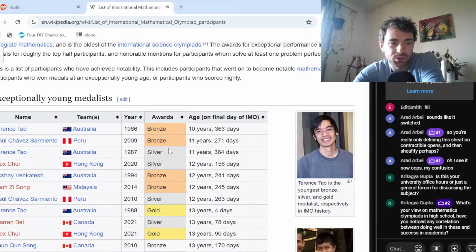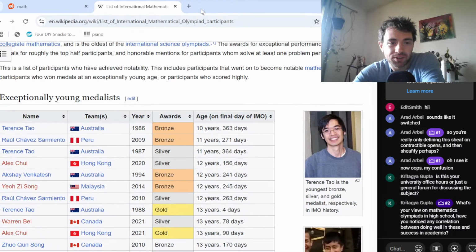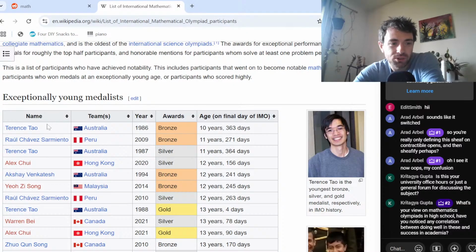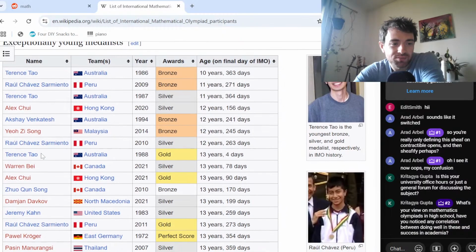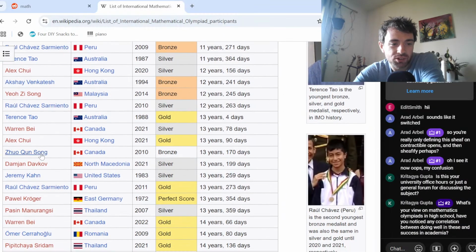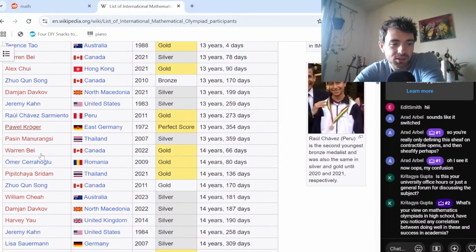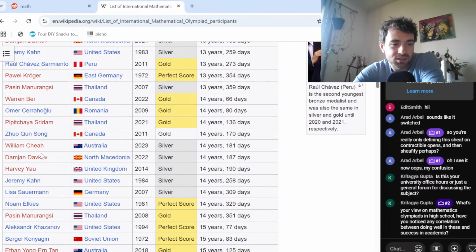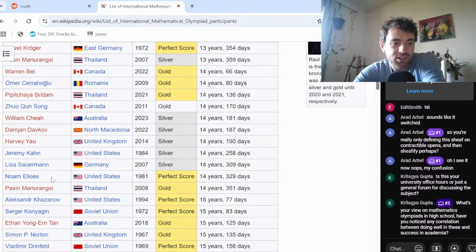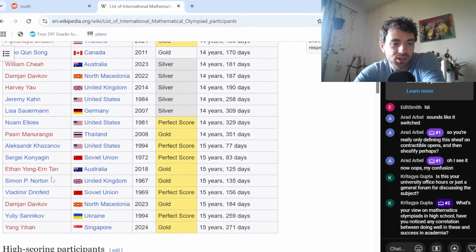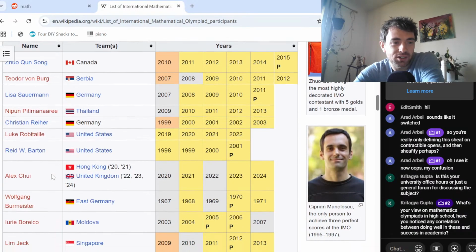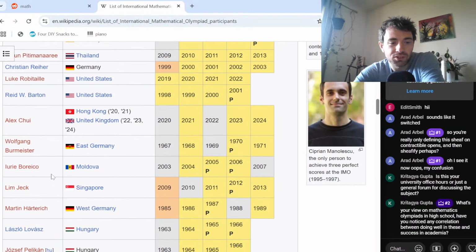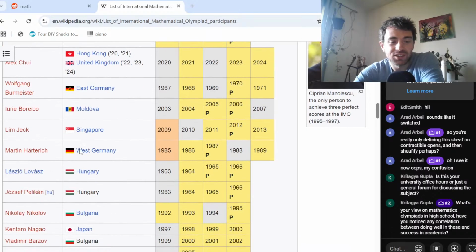And there's no shortage of others. Okay, yeah, here's a list. So Terry Tao, Venkatesh, maybe some of these other names are famous to other people, but Noam Elkies, that's a pretty famous name. Drinfeld. Yeah. And then other high scoring participants. If you just go look through these lists, you'll find a lot of famous people.